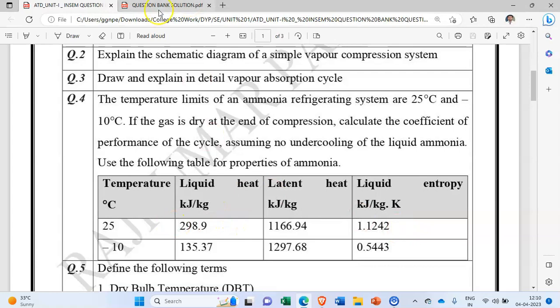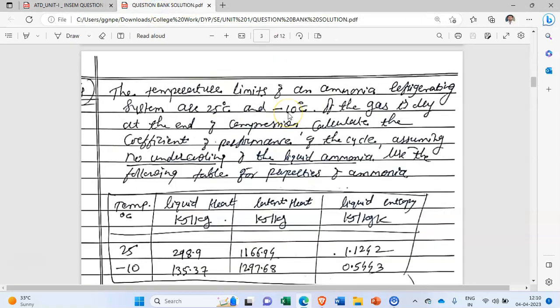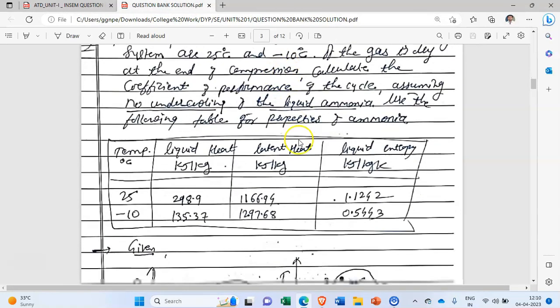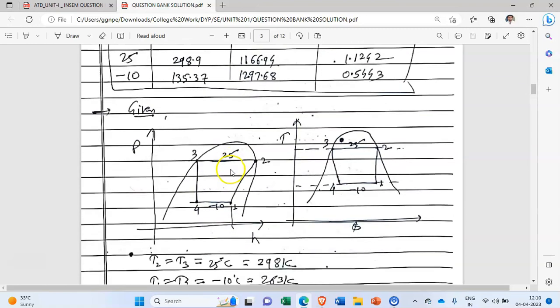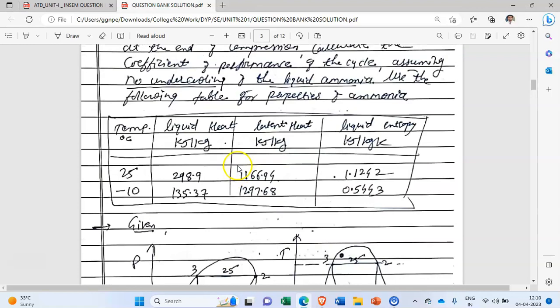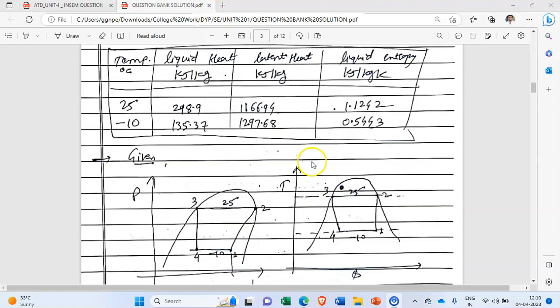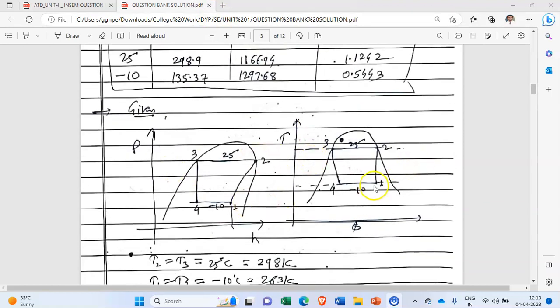So let us try to solve this example. So this is the question. I hope you have understood this question. Now let us try to solve this question. First of all, what we have to do is draw this on the pH and TS diagram.